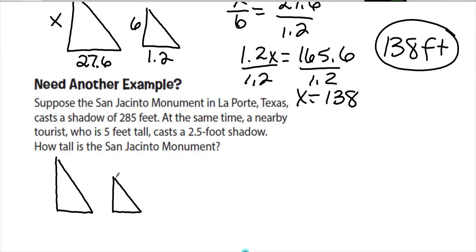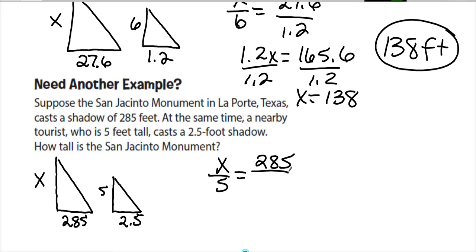All right, so we do not know how tall the monument is. We know that it has a shadow of 285. We know that the kid, or whoever it is, is 5 feet tall, and their shadow is 2.5 feet. All right, so in this case, we would have x over 5, and then 285, yeah. So it would be 285 over 2.5.